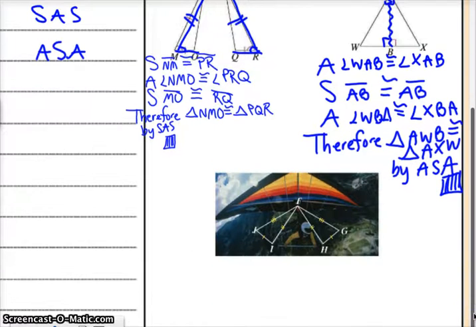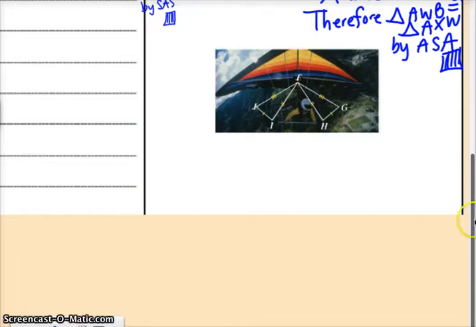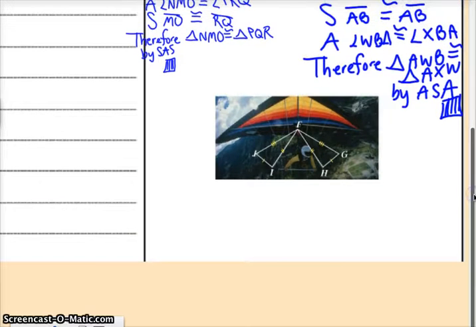All right. Last one. So again, I can't assume anything. They have to give me what's congruent right away. So what do they give me? They give me a side. They give me a side. And they give me another side. So what can I use? Side, side, side.